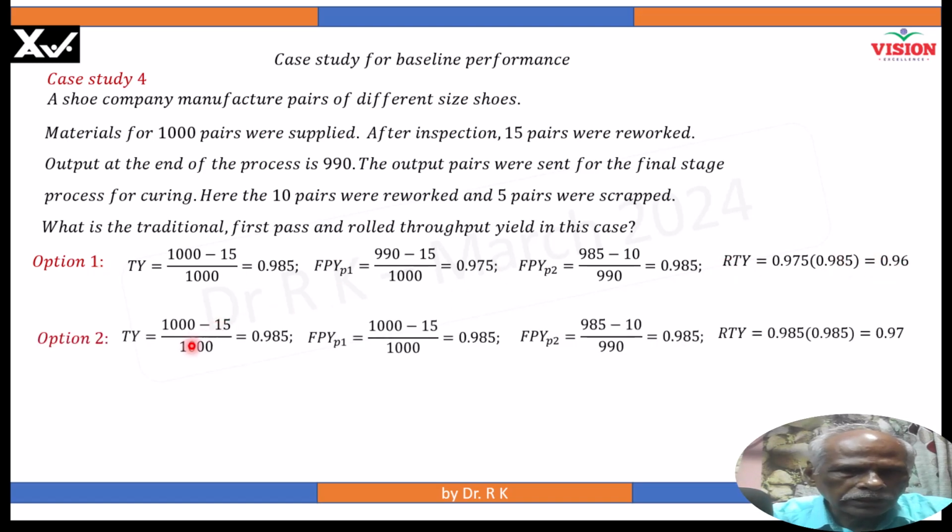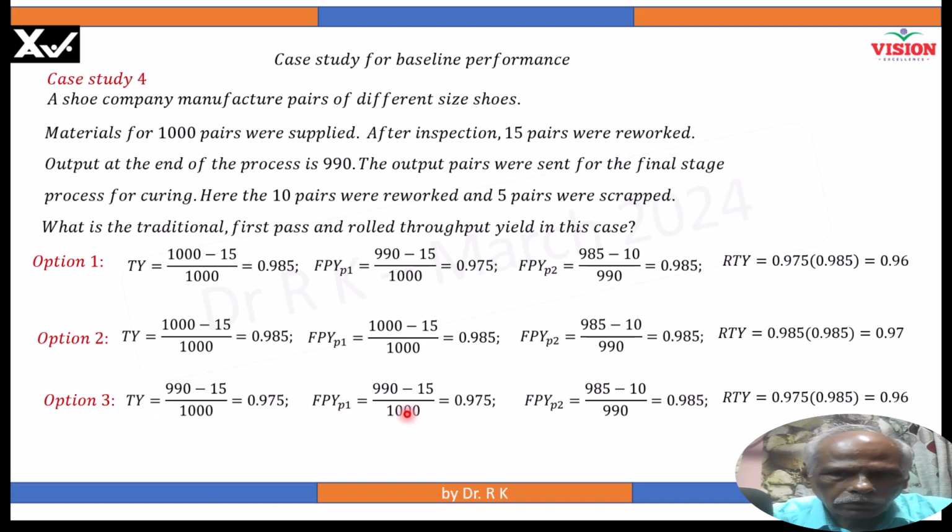So option 2 is incorrect because here I have used 1000 minus 15. Option 3 also, here 985 minus 10 by 990 minus 15, I have used traditional yield, which is not correct. Therefore, 1000 minus 15 by 1000, 0.985, is the correct answer for traditional yield. Option 1 is the correct answer.